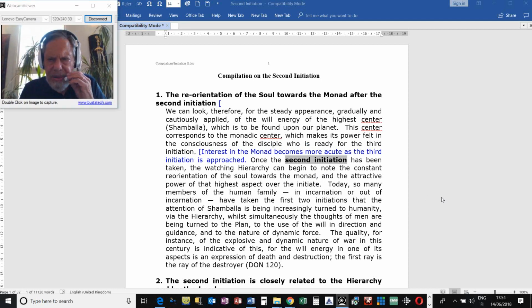So those are the hints that, in fact, the monadic energy is coming more to the fore. And of course, the study of the will naturally increases between the second and third initiation, because Vulcan is beginning to overcome the power of Mars. Will is beginning to overcome the power of desire.